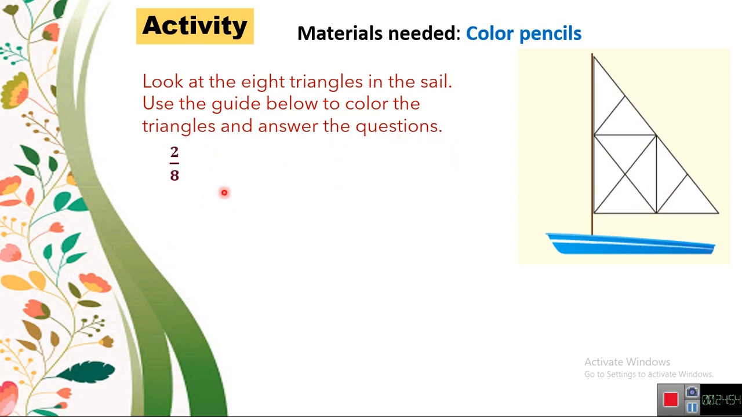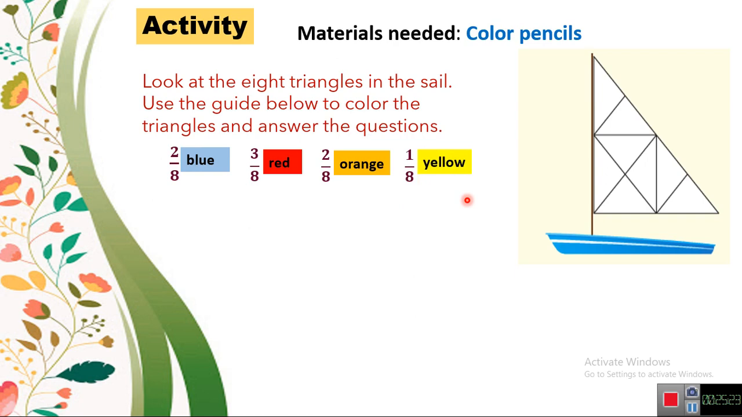2/8 should be blue in color. 2/8 of these triangles. When I say 2/8, you know it very well how many parts you need to color blue. Okay? Then you have 3/8 should be red in color. 2/8 again orange in color. And 1/8 yellow in color. Okay? So once you color them, you will answer the given questions that follow here. Okay?